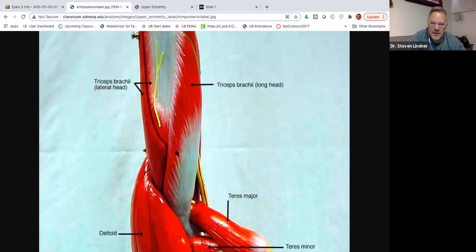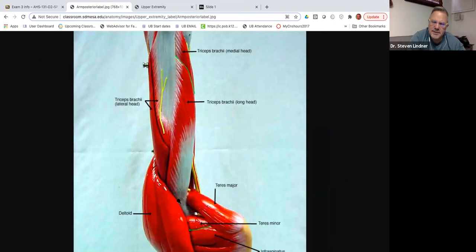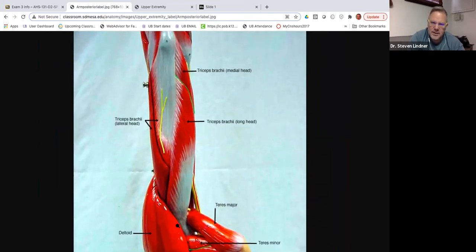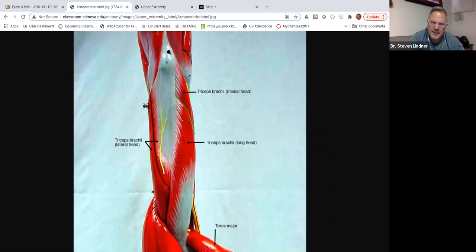And we know that the triceps, much like the biceps brachii, crosses two joints. It crosses the shoulder and it crosses the elbow. Its attachment is on the olecranon process of the ulna. So it extends the shoulder and it extends the elbow. Here is the medial head. Here is the lateral head. Medial head, lateral head, long head of the triceps.